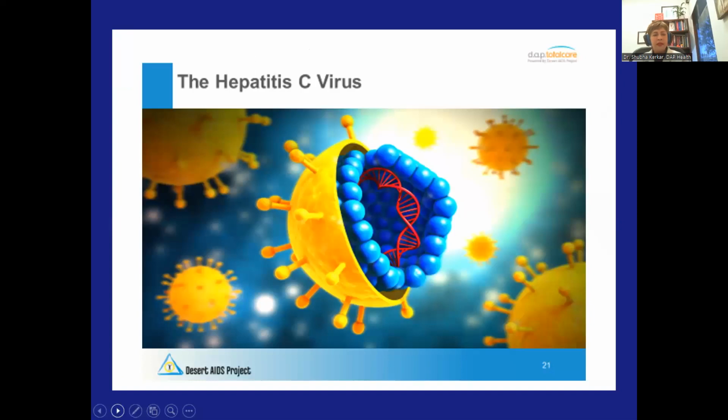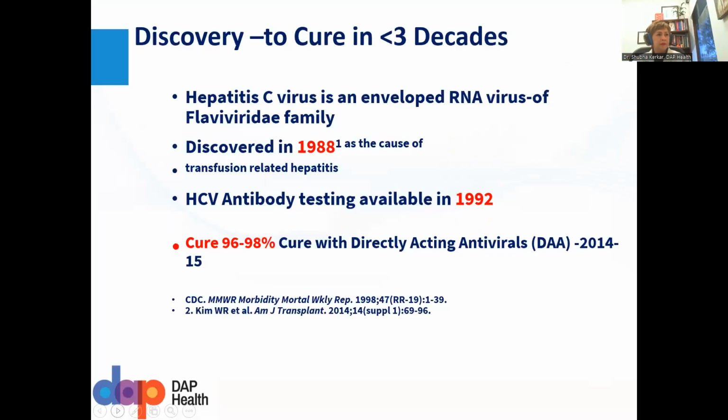So the hepatitis C virus is the only virus that has been cured in the last 3 decades, actually, from finding the virus as a cause of transfusion-related hepatitis and coming to cure within 3 decades. Next slide. So discovery to cure occurred in a time where nearly 96 to 98% of people could be cured if they have hep C. Next slide.